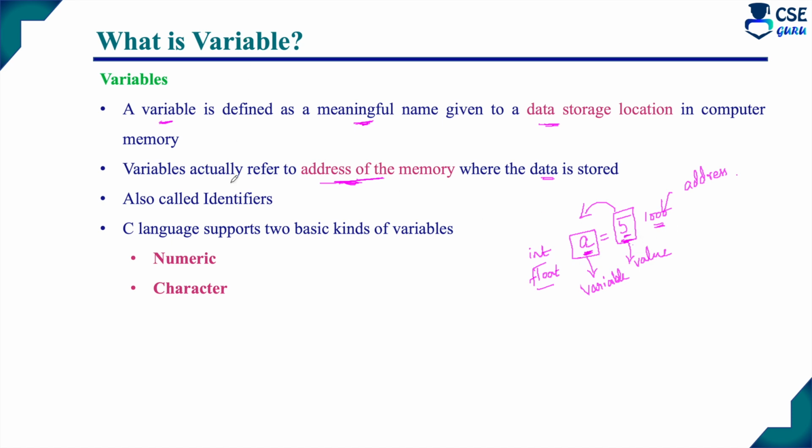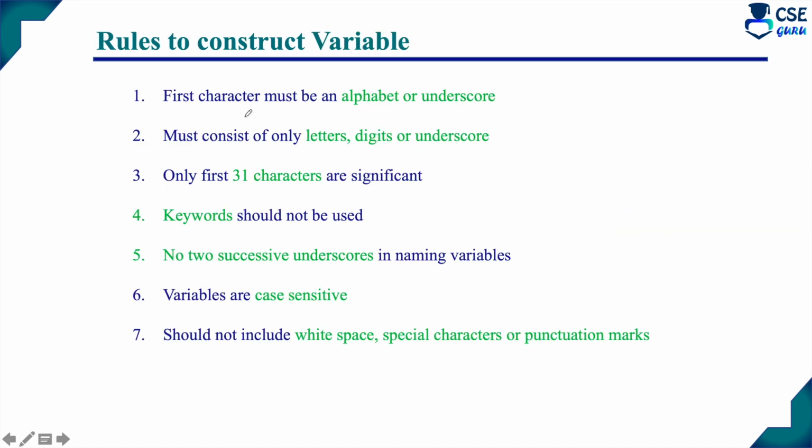This variable is also called an identifier. Identifiers and variables are both the same. And if you are considering the C language, it supports two kinds of variables: numeric variables and character variables. Next, the rules to name the variable.